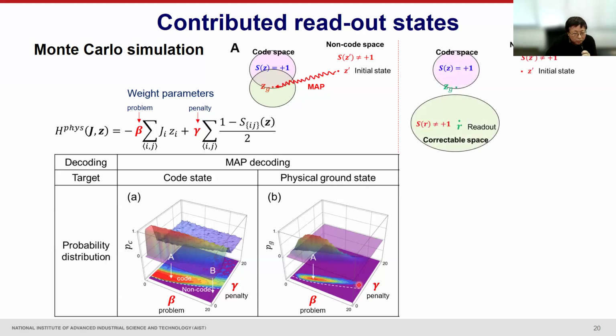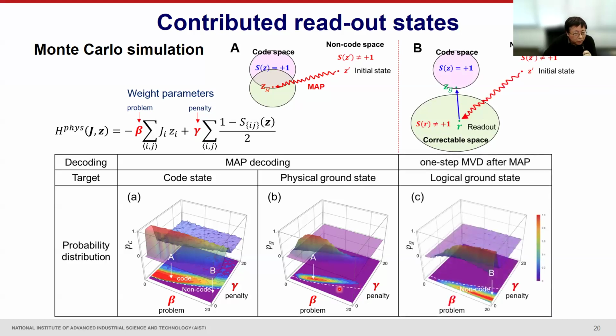In contrast, in this big graph, the distribution here indicates the probability that the inferred state agreed with the target state by majority vote decoding after MAP decoding. In this case, we can obtain correct inference for point B, where we can obtain only non-code readout states after MAP decoding.